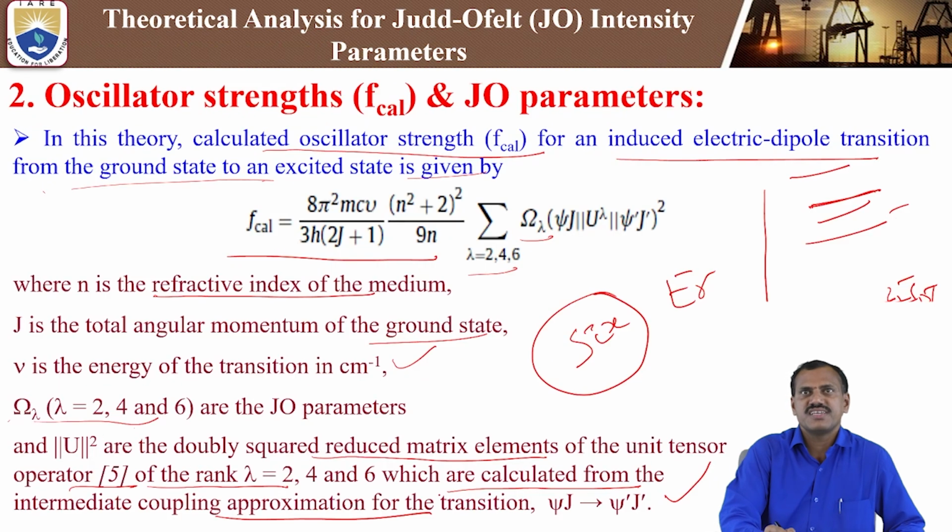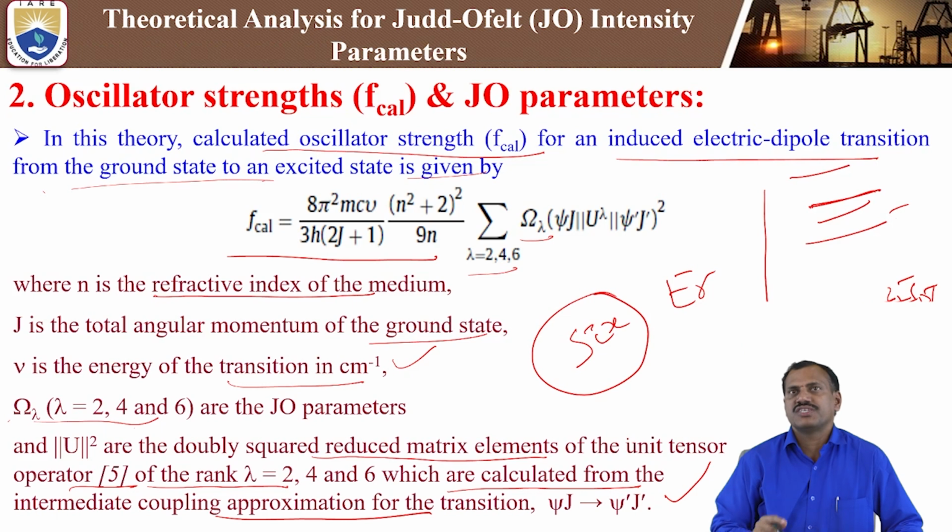By using the oscillator strength values, you need to calculate the approximation values of the ground state to excited state. In this formula, n is the refractive index, J is the total angular momentum, and mu is each particular absorption peak energy value, that is the transition in centimeter inverse. Next, the rank of the lambda values 2, 4, 6. These are the Judd-Ofelt intensity parameters.